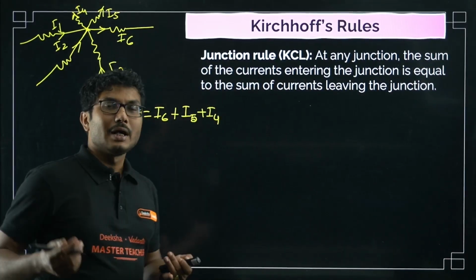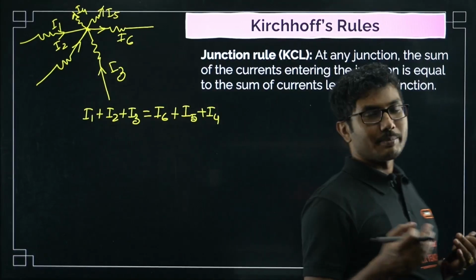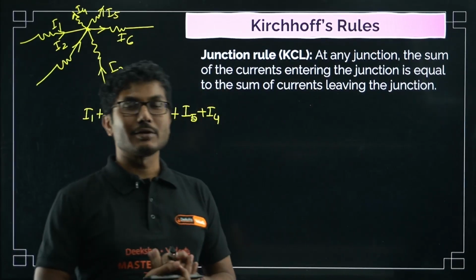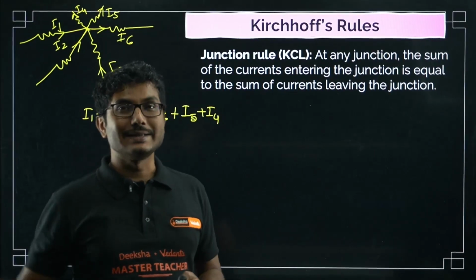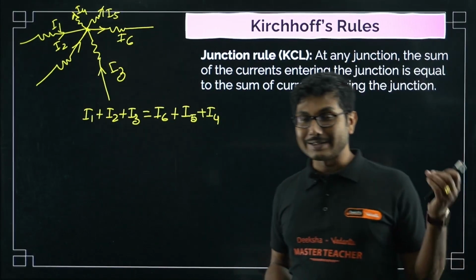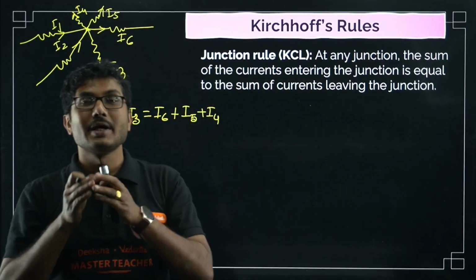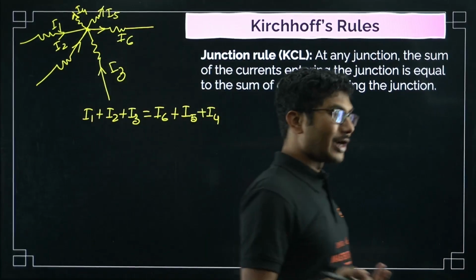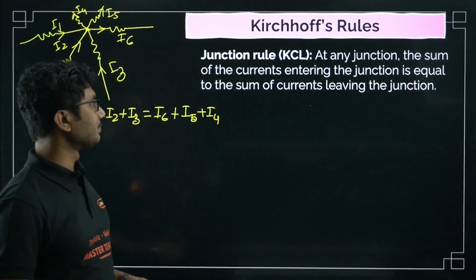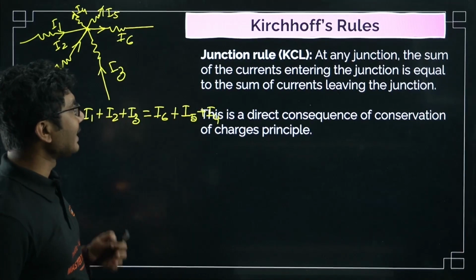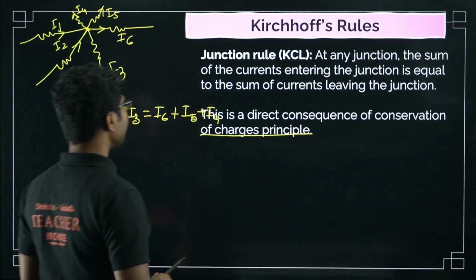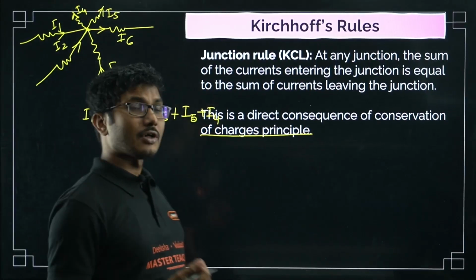In some cases, current is coming through 2 paths, but exiting through 3 or 4 paths. In some cases, current is coming through 1 path and exiting through 2 or more paths. Similarly, current may come through 5 different paths but exit through only 1. So you have to adjust accordingly and solve based on the need of the question. This is a direct consequence of the conservation of charge principle.